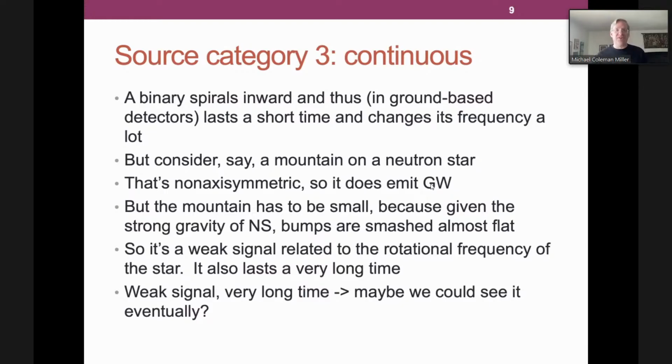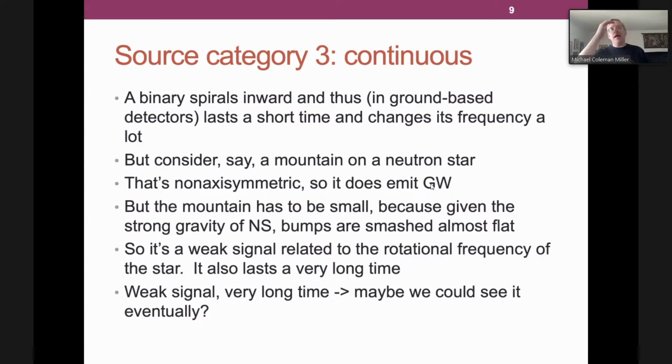Also, these are neutron stars we're talking about. The surface gravity on a neutron star is a few 100 billion times the surface gravity on Earth. And that means you don't have very significant mountains. They tend to be squashed almost flat. As a result, this is a very weak signal, and it lasts a very long time because it's so weak. It's not draining energy from the star very rapidly. So this is the combination. Whereas for binaries seen with ground-based instruments, those are strong signals for a short time. This could be a weak signal for a long time. Maybe we could see it eventually.